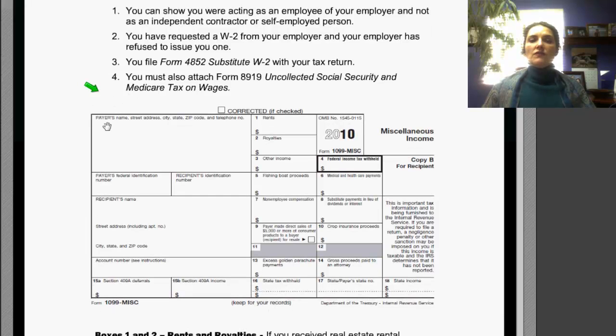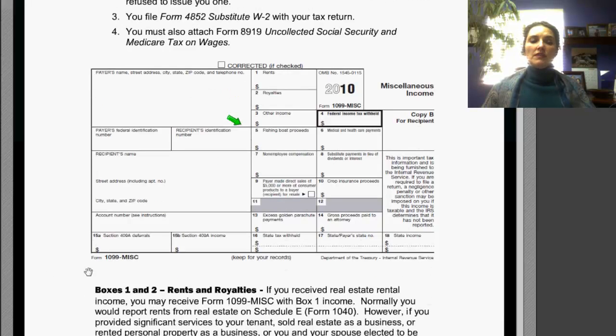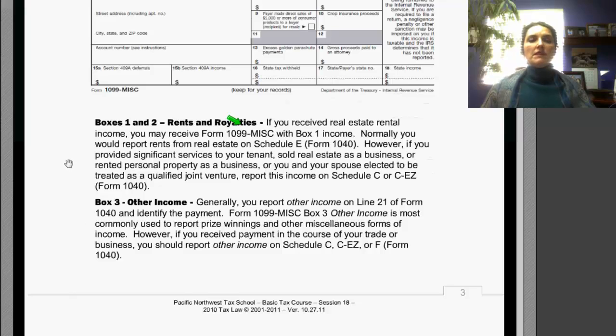And here, of course, is the Form 1099 Miscellaneous. It's got a variety of boxes in it. And we're going to take a brief look at the box instructions that IRS provides for each of these boxes and what you are supposed to do with the information when it appears in a box. Beginning with Box 1, Rents and Royalties. Actually, Boxes 1 and 2, Rents and Royalties.